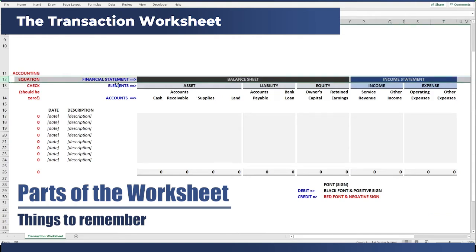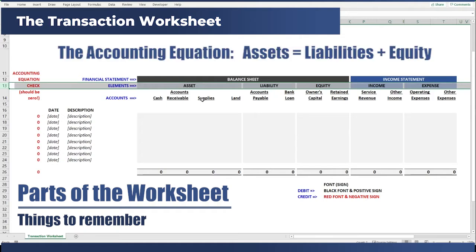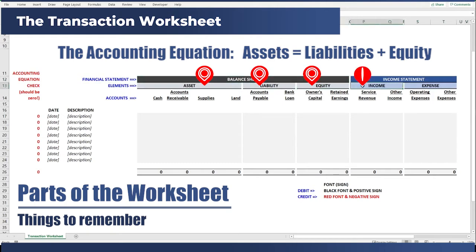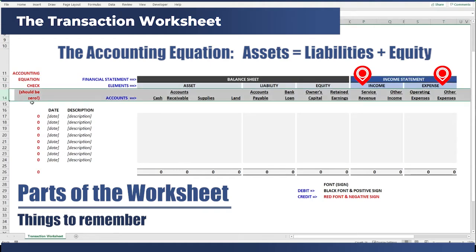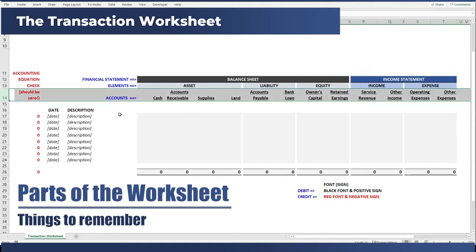The first one is the financial statements. The overall goal of your worksheet is to build up the balance sheet and the income statement, so putting them above the worksheet is the best way to do it. The second important row is the elements. You have to imagine the transaction worksheet as a long form of the accounting equation. That's why you have to add assets, liabilities, and equity under the balance sheet, and income and expense under the income statement.